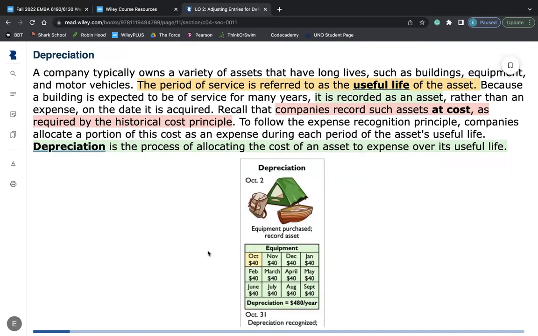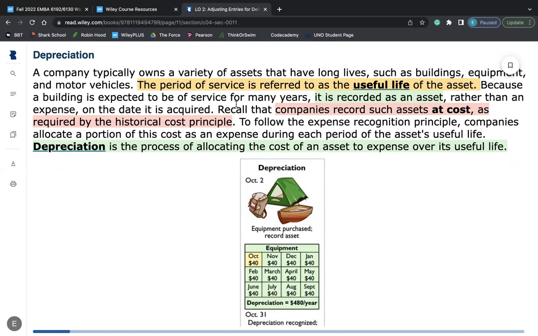Depreciation. All right, this is very, very confusing to laymen, so I would pay close attention to the tricky foolishness with depreciation. A company typically owns a variety of assets that have long lives, such as buildings, equipment, and motor vehicles. The period of service is referred to as the useful life of the asset. Because a building is expected to be of service for so many years, it is recorded as an asset rather than an expense on the date it's acquired. So basically they're saying this building, we're going to own it for 50 years, so it's definitely an asset and we're going to get use out of it.